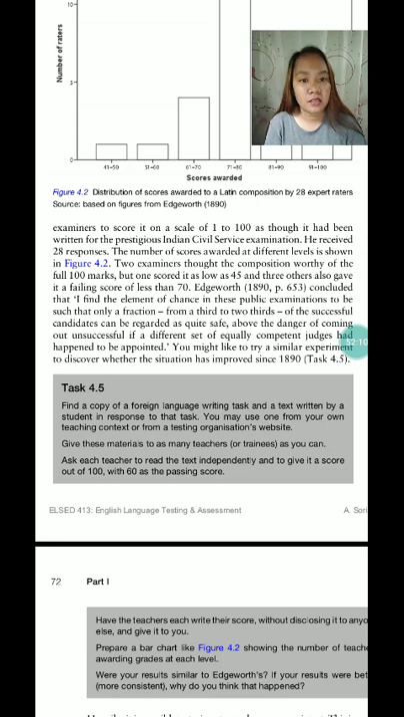Edgeworth concluded: "I find the element of chance in this public examination to be such that only a fraction, from a third to two-thirds, of the successful candidates can be regarded as quite safe, above the danger of coming out unsuccessful if a different set of equally competent judges had happened to be appointed." You might like to try a similar experiment to discover whether the situation has improved since 1890.